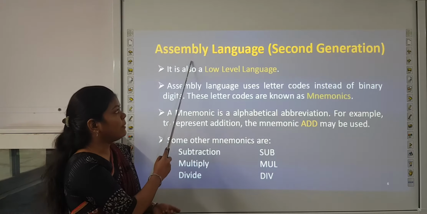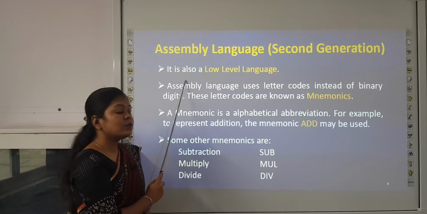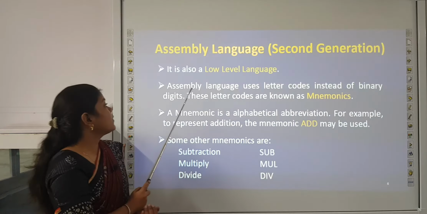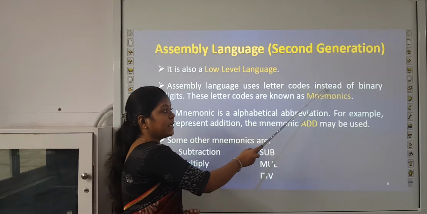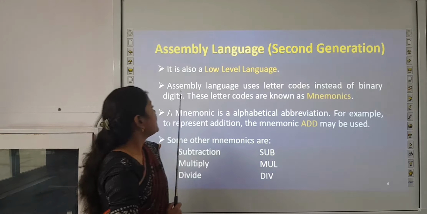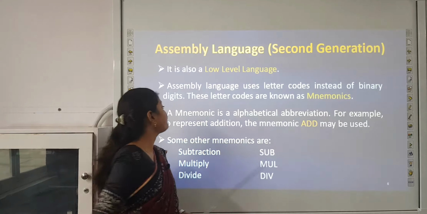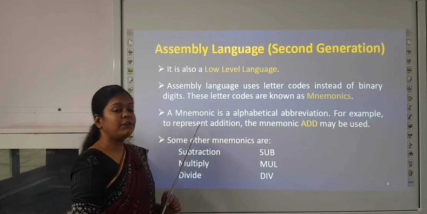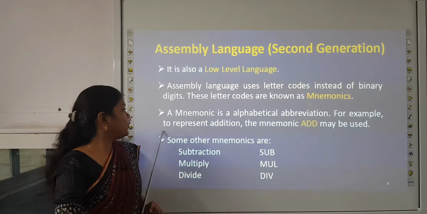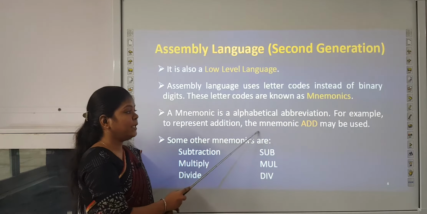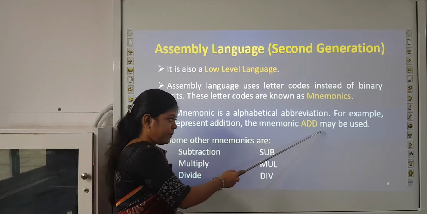Next is assembly language, which is also known as second generation. It is also a low level language. Assembly language uses letter codes instead of binary digits. These letter codes are known as mnemonics. A mnemonic is an alphabetical abbreviation. For example, to represent addition, the mnemonic ADD, written in capital letters, may be used.